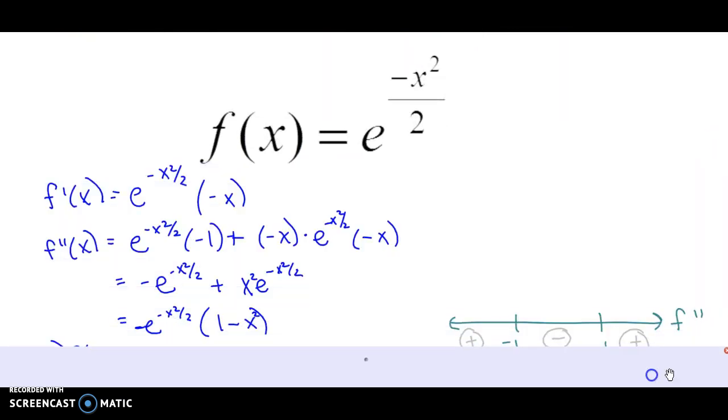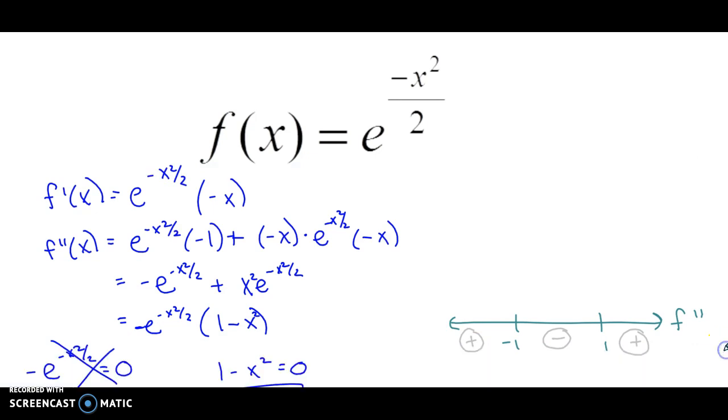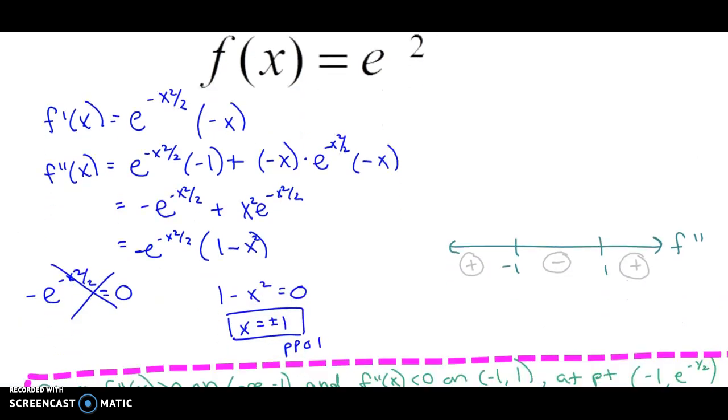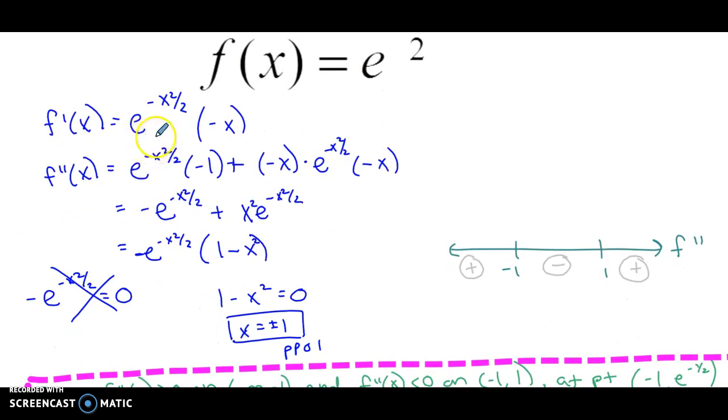Alrighty. No product rule needed here. I did have to use my chain rule, so my first derivative is the exponential times the derivative of its exponent, which is negative x. To find the second derivative, now I have to use my product rule: the first times the derivative of the second, plus the second times the derivative of the first. I simplified that a little bit in terms of signs, condensing, and then I factored out a GCF of negative e to the negative x squared over 2, all over 1 minus x squared.